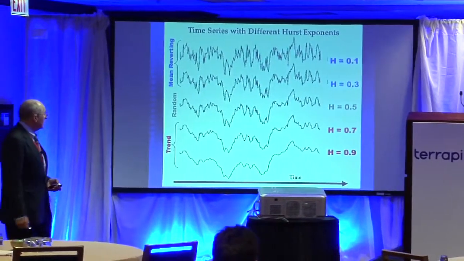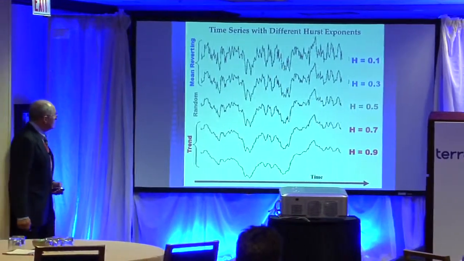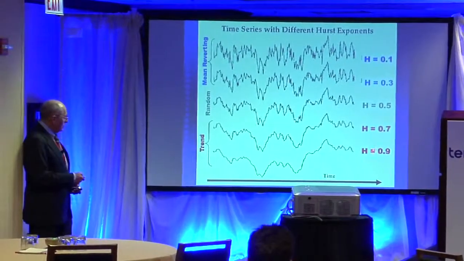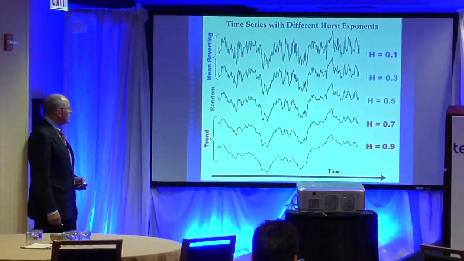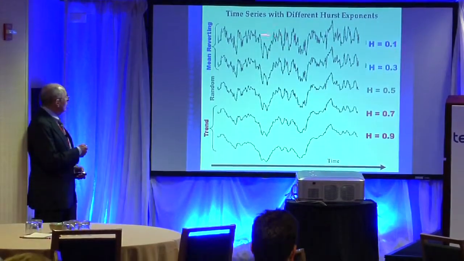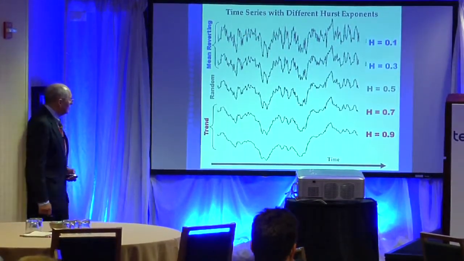to something like trending. Now, here are some time series with different Hurst exponents. The one at 0.9, you could imagine laying a moving average over that and probably doing pretty well. And at 0.1, doing quite nicely with a mean reverting system.